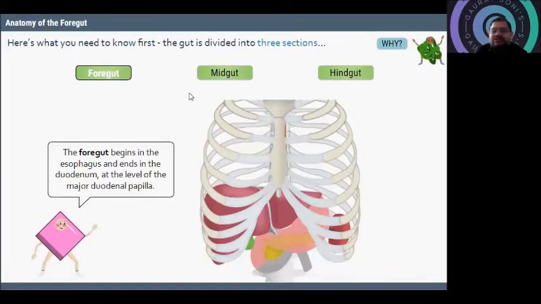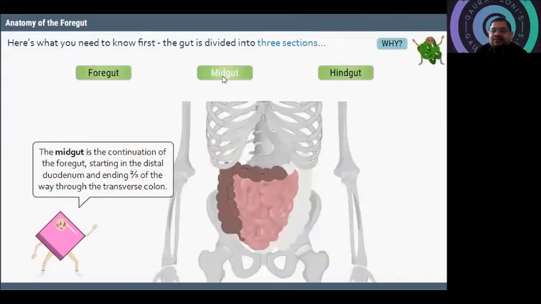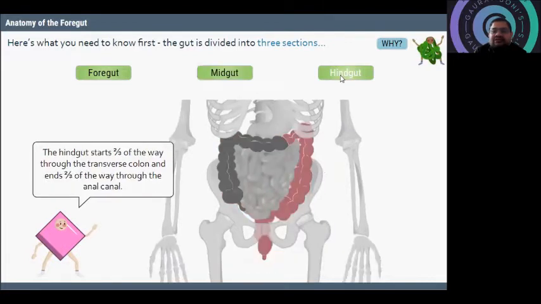So first of all, the foregut begins in the esophagus and ends in the duodenum at the level of the major duodenal papilla. Then the midgut is the continuation of the foregut, starting in the distal duodenum and ending two-thirds of the way through the transverse colon, and the hindgut starts from two-thirds of the way through the transverse colon and ends two-thirds of the way through the anal canal. So these are the three big divisions of the gut.